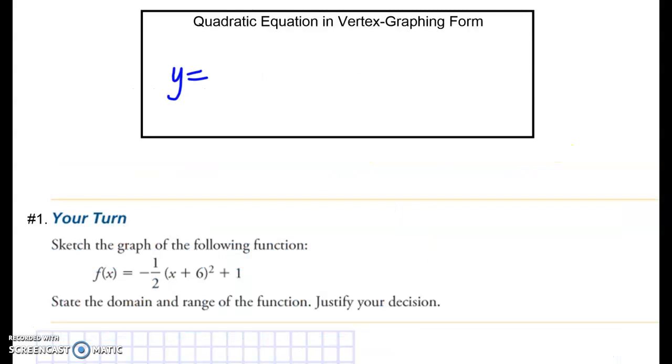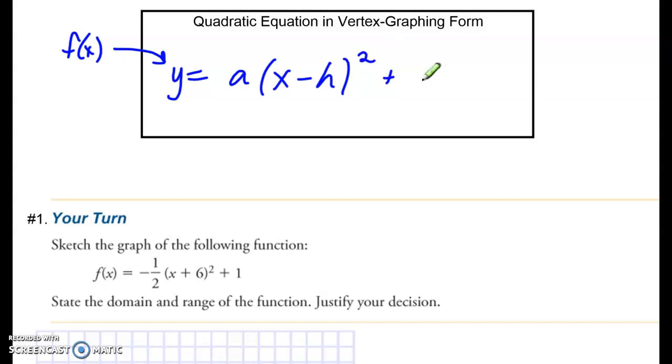So the vertex graphing form is y equals, or we know that y is the exact same thing as f of x, so sometimes we write those interchangeably. y equals a, that's the same a that is in the standard form of the equation. That tells us the concavity, multiplied by (x minus h) squared, where h is the x-coordinate of the vertex, plus k, the y-coordinate of the vertex. Okay, so let's write that in.